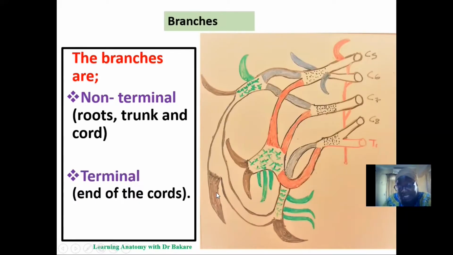And those are the branches that are highlighted in black. These are the branches that you see at the end of the brachial plexus. So you can see how we have tried to classify the branches into non-terminal branches and also terminal branches. So we'd like to dive into this to see the different types of branches that emerge from the brachial plexus, and also the structures that they innervate and possibly the action that they exert.